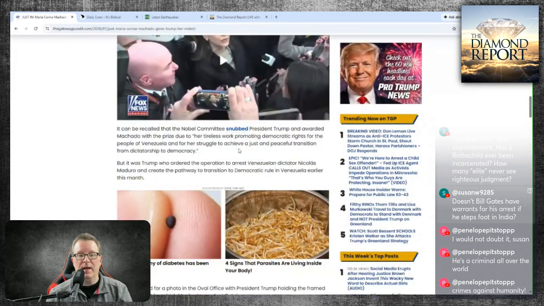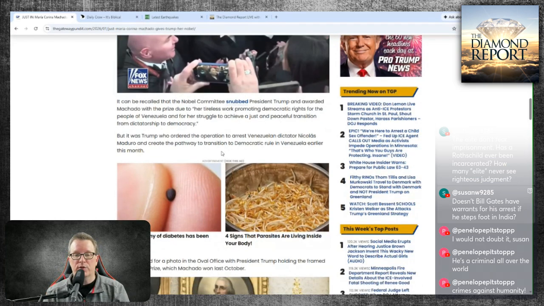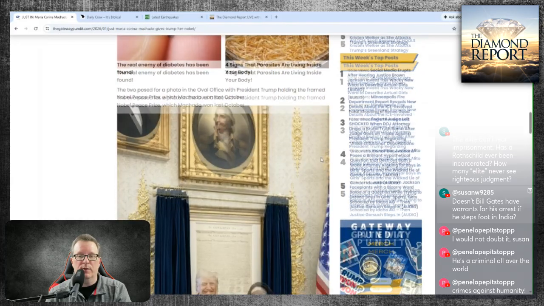It can be recalled that the Nobel Committee snubbed President Trump and awarded Machado with the prize due to her tireless work promoting democratic rights for the people of Venezuela and for her struggle to achieve a just and peaceful transition from dictatorship to democracy. But it was Trump who ordered the operation to arrest Maduro and create the pathway to transition to democratic rule in Venezuela earlier this month. Yeah, we'll see if that happens.